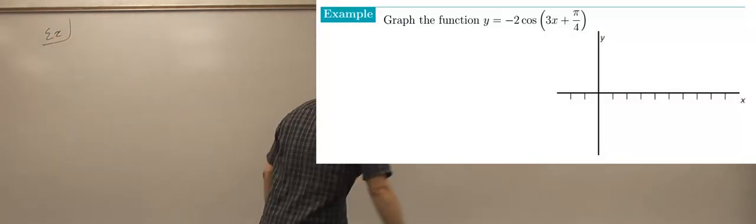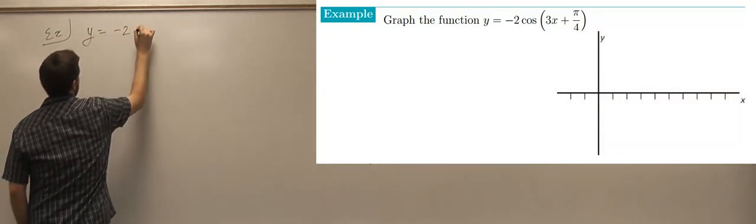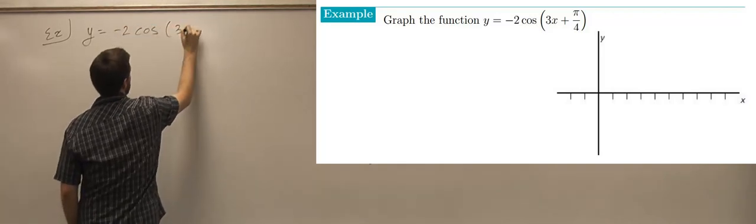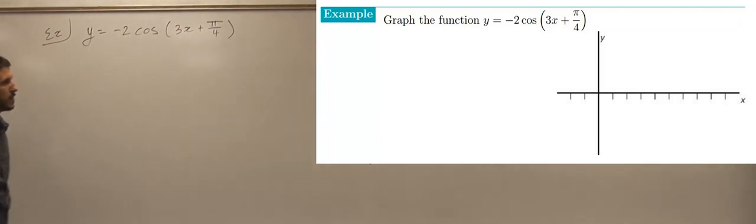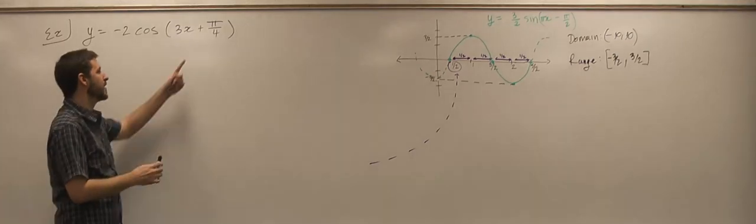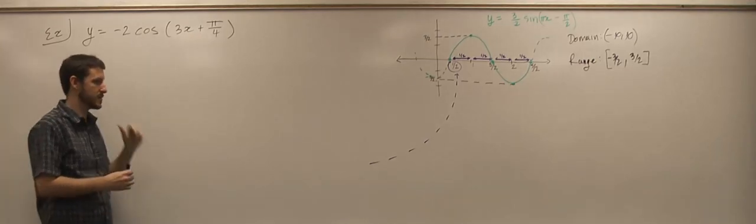Let's graph y equals negative 2 cos 3x plus pi over 4. So that means the pi over 4 will be negative, but you'll have to go the other direction? Correct. When you start graphing this, because there's a plus sign here, you're going to start graphing on the negative side of the x-axis.